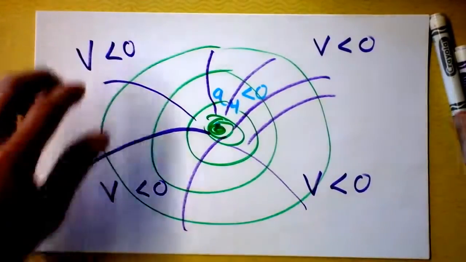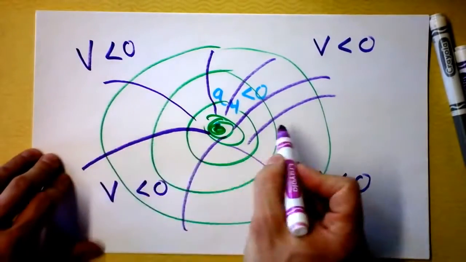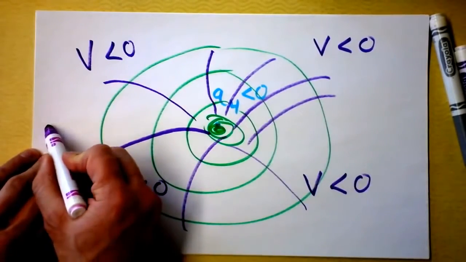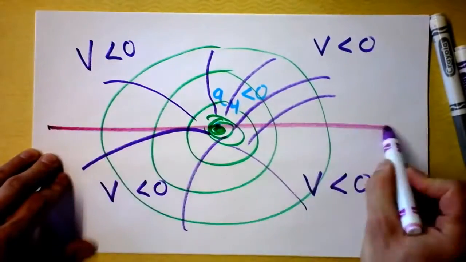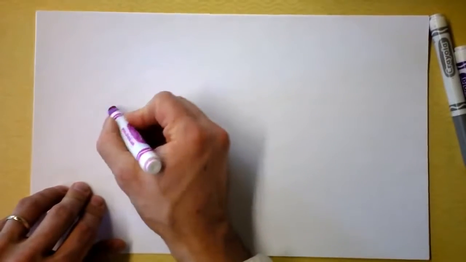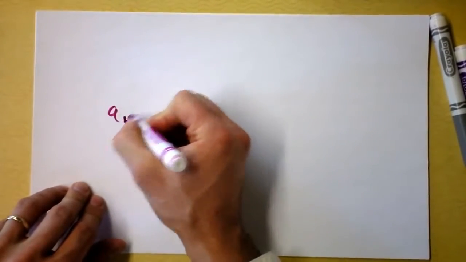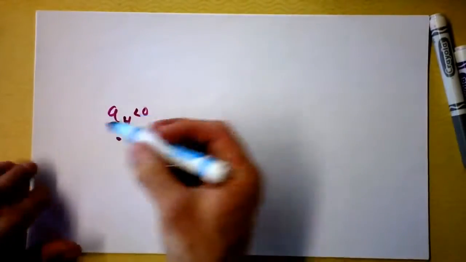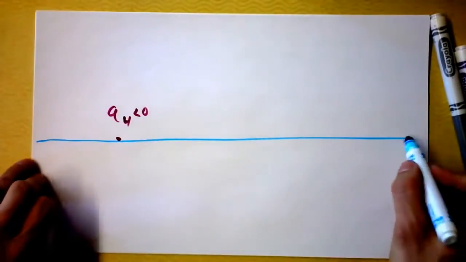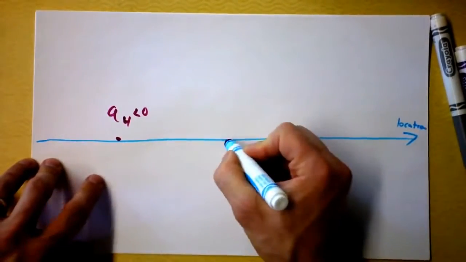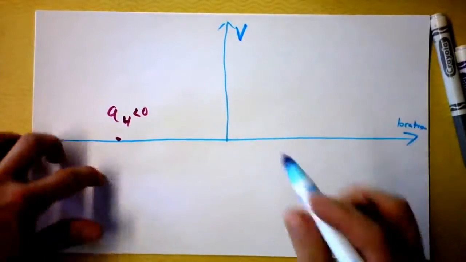So we can look in one dimension. It's too confusing to look in 2 dimensions like this, or to make a 3-dimensional graph on a 2-dimensional sheet of paper. But I want to take a slice this way. Let's imagine I slice the paper like this, and then I can show you, here's a negative charge, Q4, and I say Q4 was less than 0. And now I'm going to make a graph of the potential. So here's potential equals 0, and this is location, and this is potential.